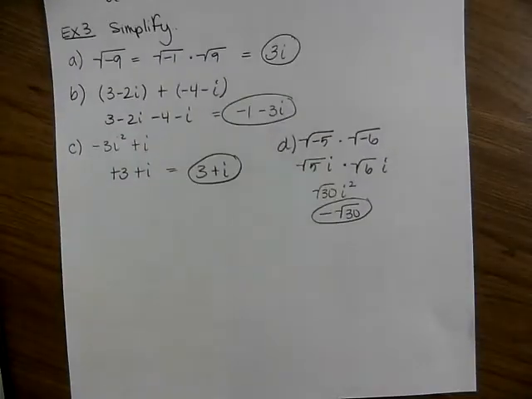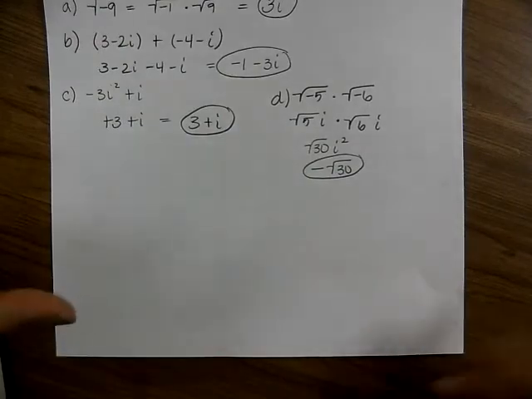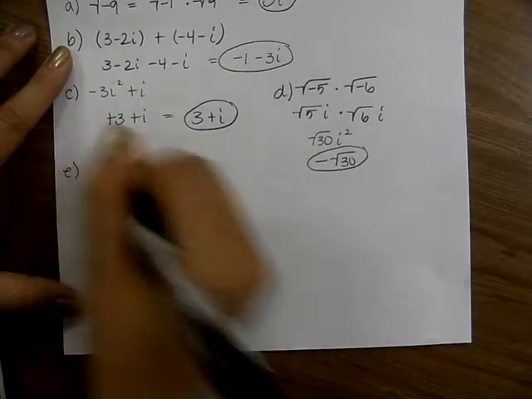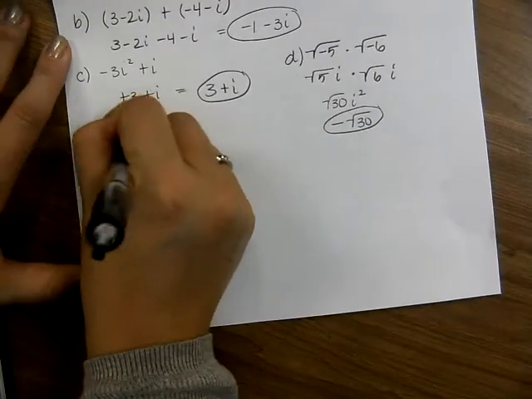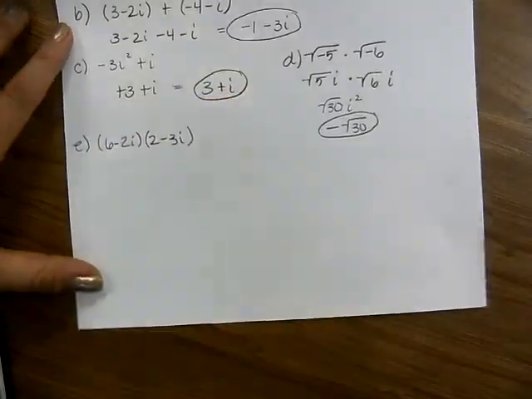See the difference between multiplying them at the beginning and doing it correctly. Okay, you have to deal with the i first. All right, how about 6 minus 2i times 2 minus 3i?